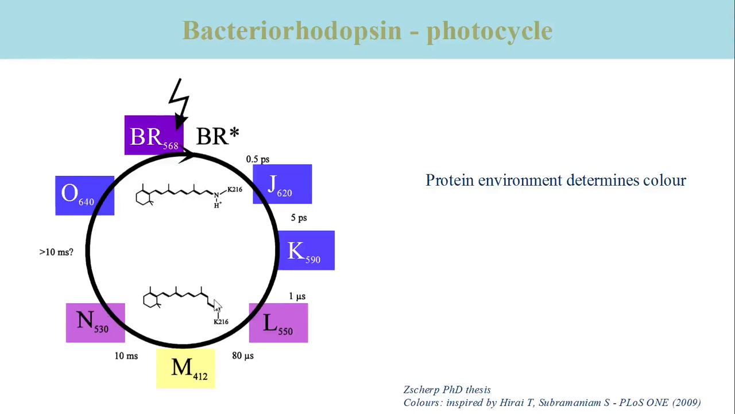The intermediates have different colors. In other words, they have different absorption spectra in the visible spectral range. The indices indicate the absorbance maximum in nanometer, like here for the J intermediate. Therefore, the intermediates can be followed by time-resolved spectroscopy, and that has been done intensively.